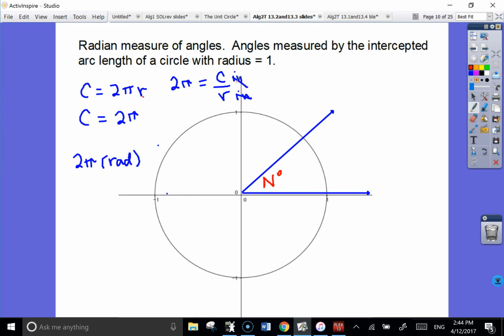Sometimes, especially when you first introduce this stuff, you might see them write, probably in parentheses, RAD to represent radians. But most of the time you don't see that. Right? Most of the time you don't. It would just say 2 pi or however many pi you're referring to.